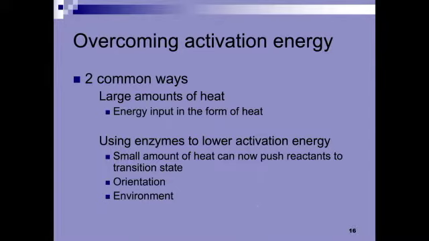So how do we overcome it? If we need to overcome activation energy, how do we overcome the need for energy to be input into a system? Well, the two most common ways are to add heat, lots of heat, or to use some kind of catalyst. In our case, in cells, we use enzymes. So enzymes are the most common way that we lower activation energy in cellular processes. We definitely don't use heat. That cooks things. We don't want to cook things.